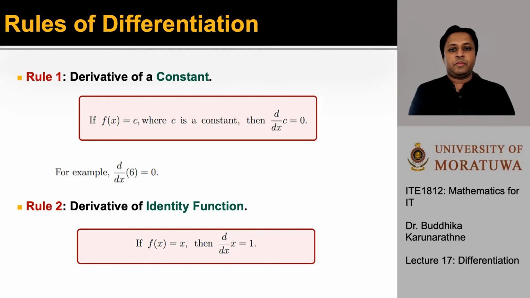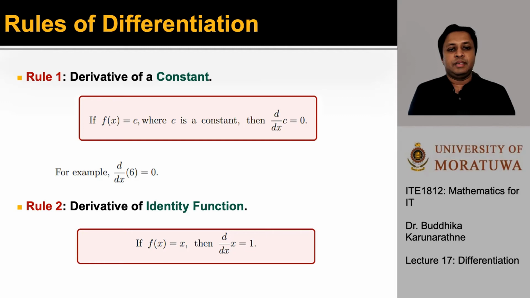So now, for example, d6 over dx. The function here is a constant, which is 6. So the derivative of that function will be 0 because it's a constant. So that is rule number 1 regarding a constant.